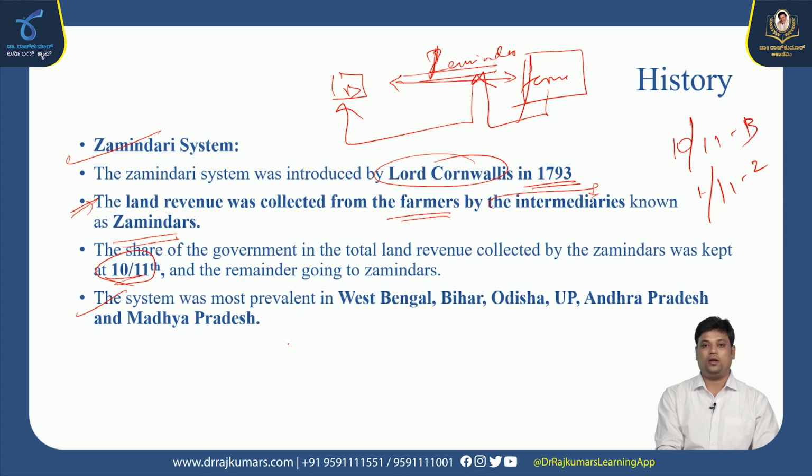So the system was most prevalent. And remember one more thing, this economic policy is not applicable for the complete country. It is only for particular regions like Bengal, Bihar, Odisha, UP, Andhra Pradesh and Madhya Pradesh. In all these places, the Zamindari system was imposed by Lord Cornwallis. This is called the Zamindari system or permanent settlement.